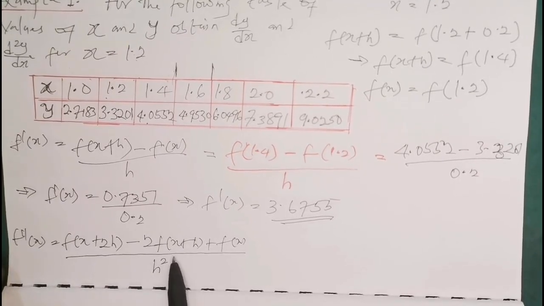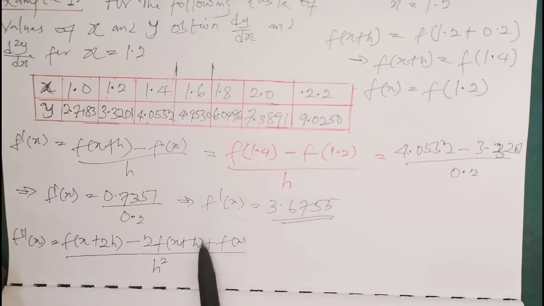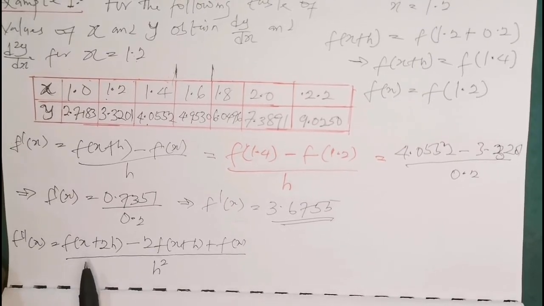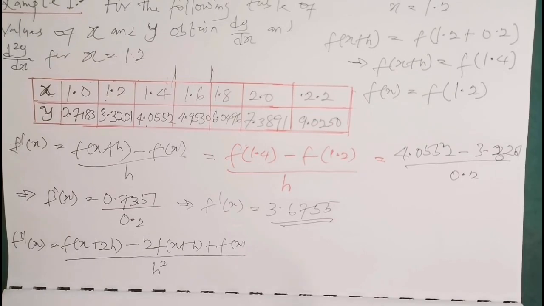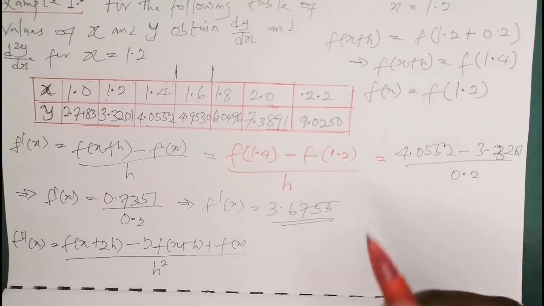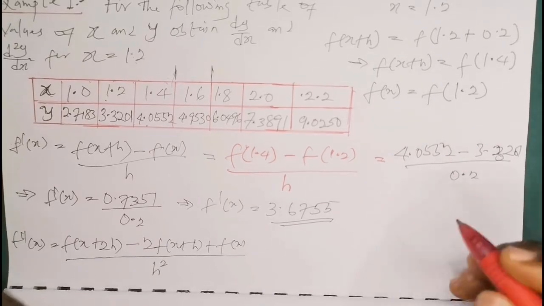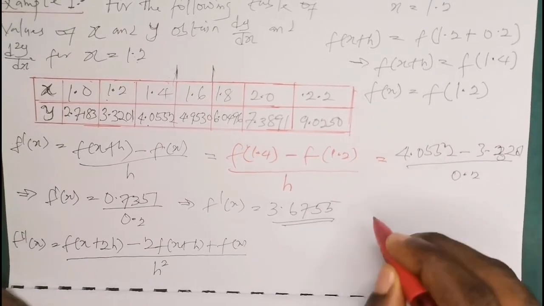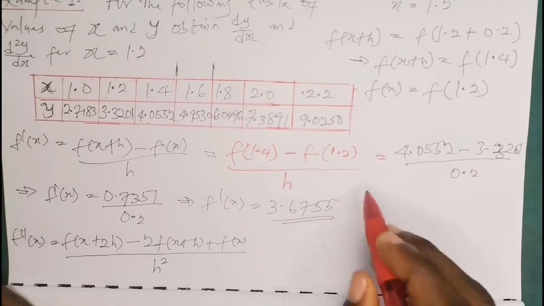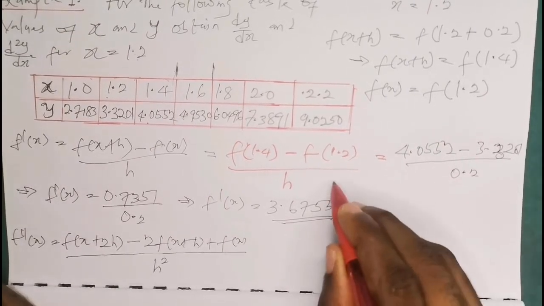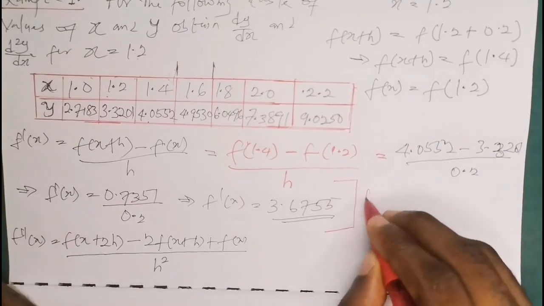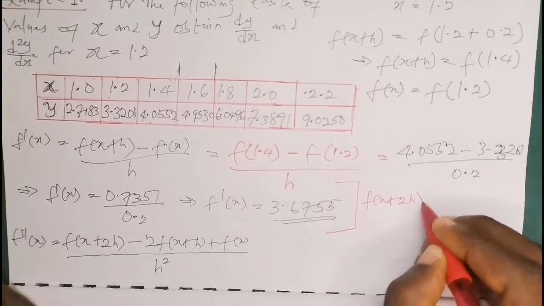All right. Now we need to find f of x plus 2h. We already know what f of x plus h is, and we know what f of x is. Let's now find f of x plus 2h, then plug back into this formula. So we find f of x plus 2h.